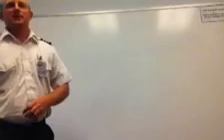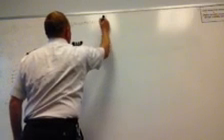Okay, let's talk about some airspace. The National Airspace System. First type of airspace we're going to talk about is uncontrolled airspace. And what is uncontrolled airspace?